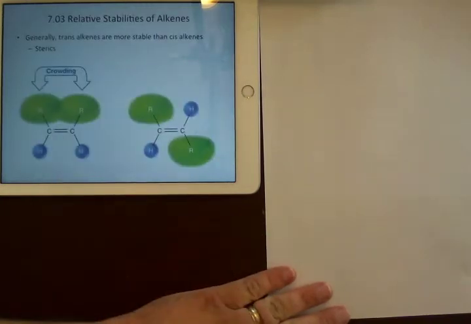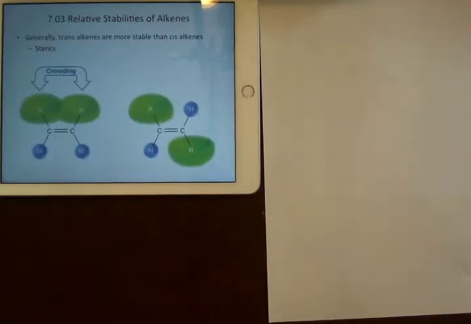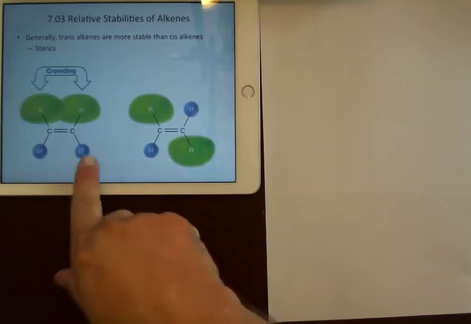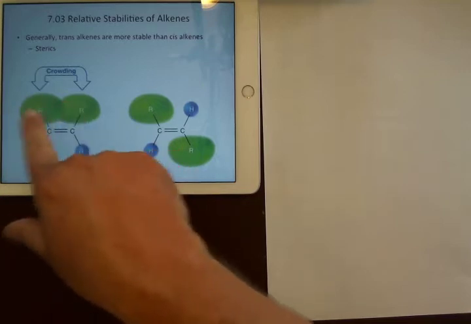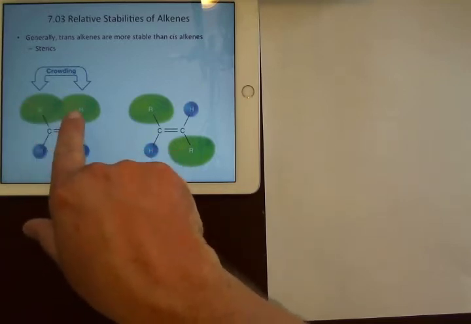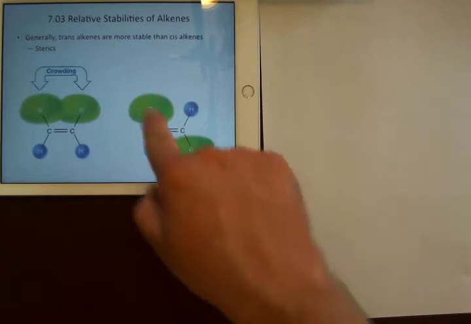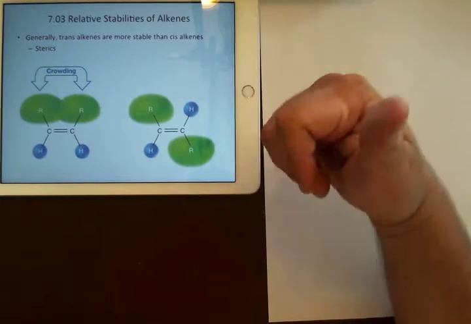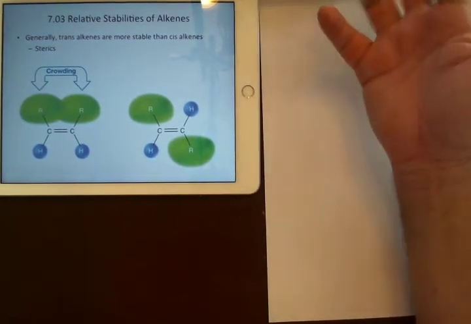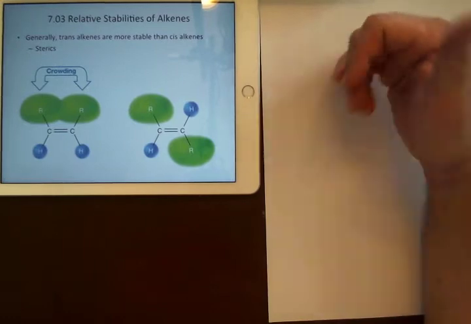So for relative stabilities for alkenes, in general, the trans alkenes are going to be more stable than the cis alkenes, and we'll talk about a big exception in a minute. And it's all about sterics. If you have the hydrogens on this one side, they're going to be tiny. All the other groups are going to be a lot bigger than those hydrogens, and you're going to get steric clashing here. But on the trans version, the large group here is going to be next to a hydrogen, so you relieve that strain. So in general, trans alkenes are going to be more stable than cis.